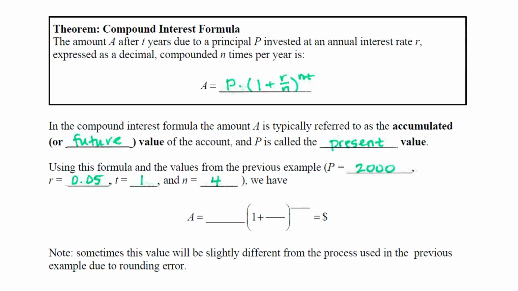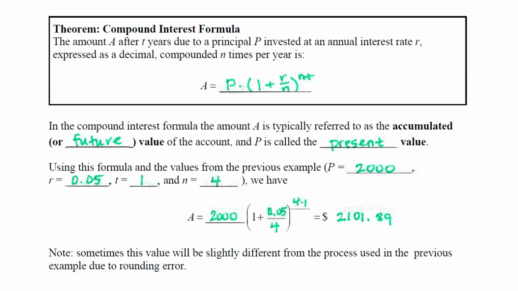Okay. So when we plug these values into our formula, we get a total of $2,101.89, which is the exact value we got when we solved it step by step in our previous example. But you see how one calculation is way easier instead of 4. Okay. Now note, sometimes this value will be slightly different from the process used in the previous example due to rounding errors. Okay, but it's very, very close.